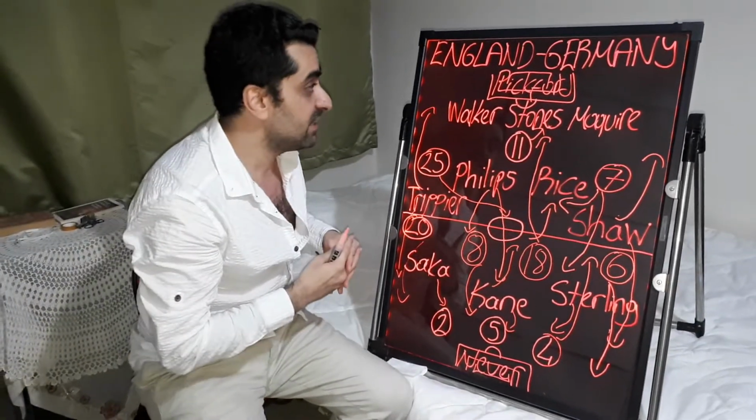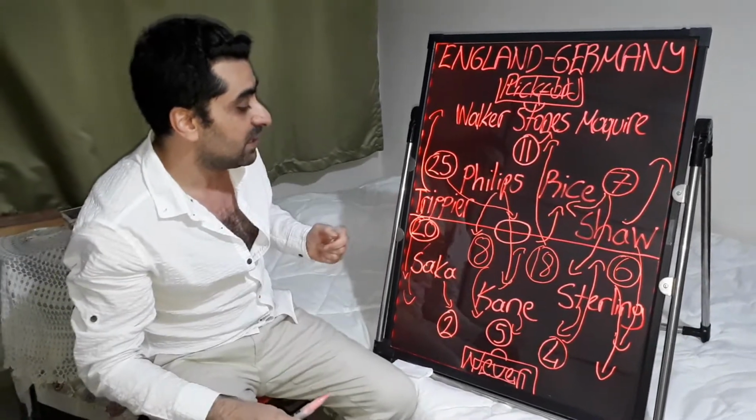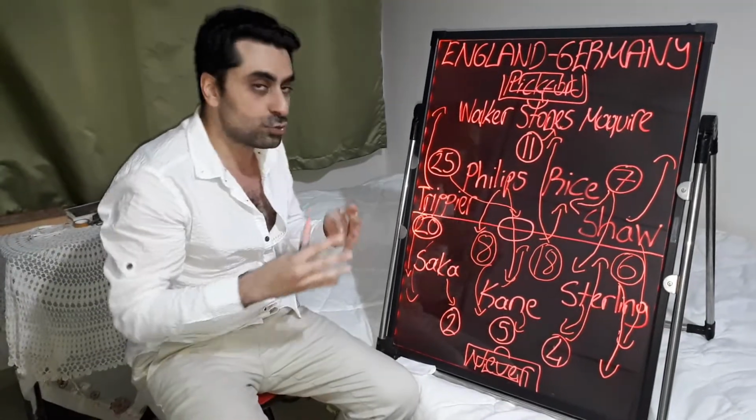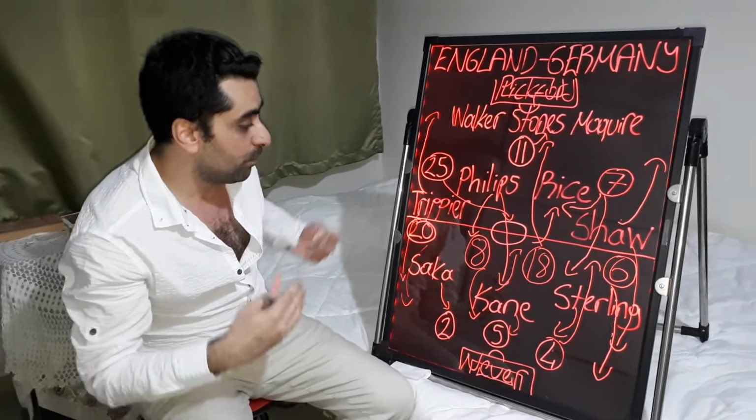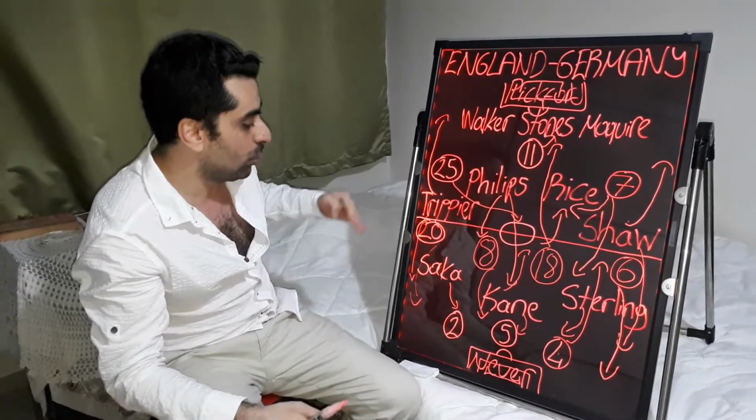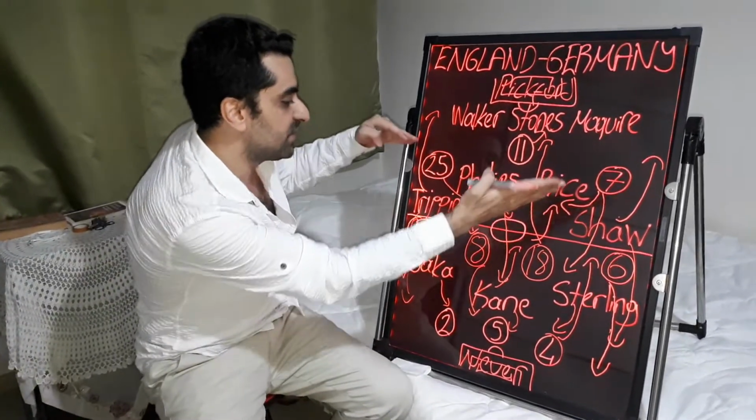In the beginning of the second half, Germany started a little bit better, and Germany's formation sometimes again turned into 3-4-3.